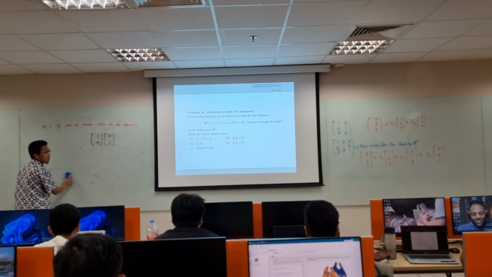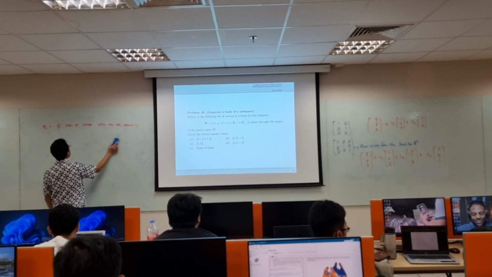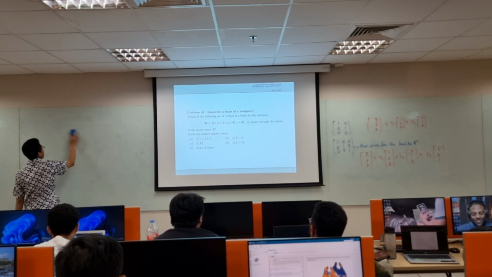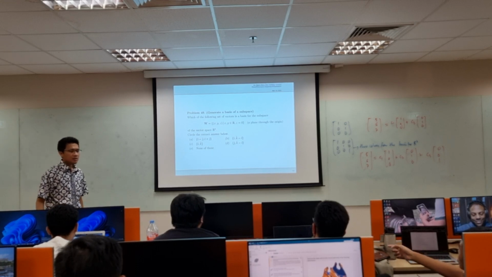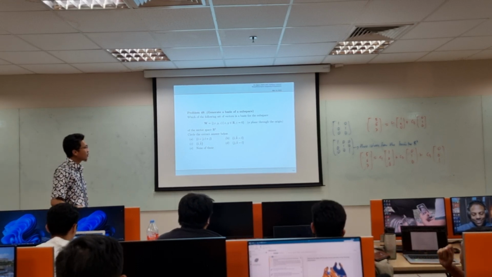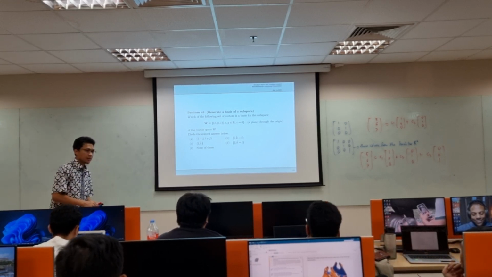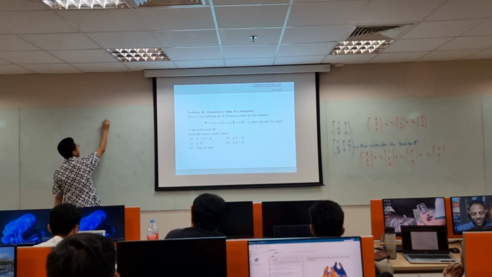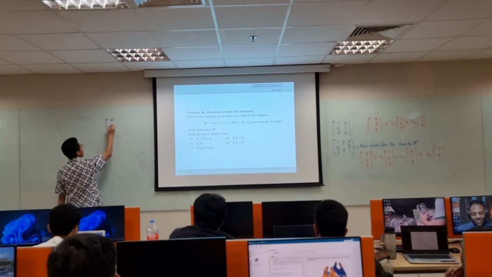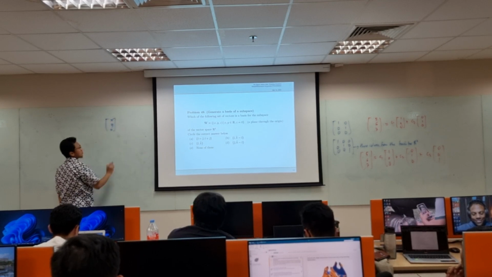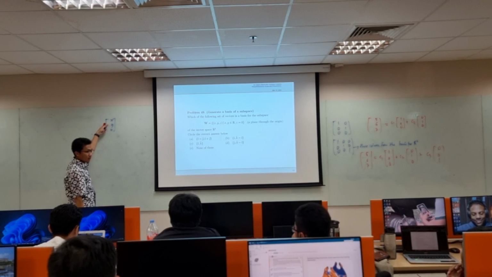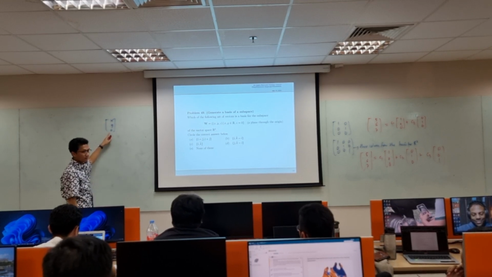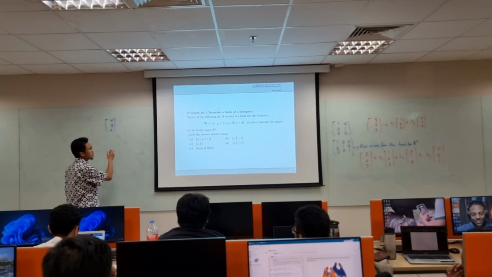Let us understand the problem first. The problem here asks you to find the basis for a subspace, and the subspace is defined by x, y, and this is 0. So you can choose any number in x and y, but z has to be 0. What is an example of this?